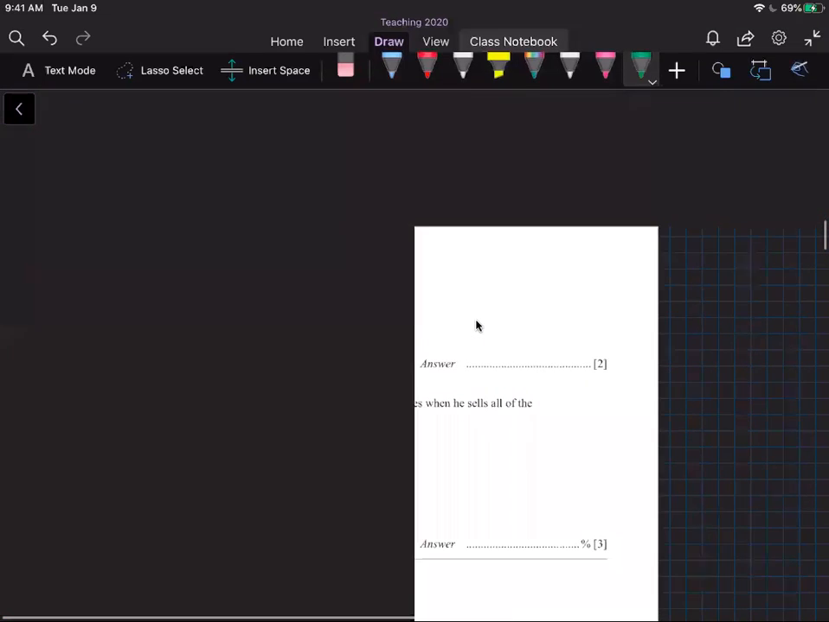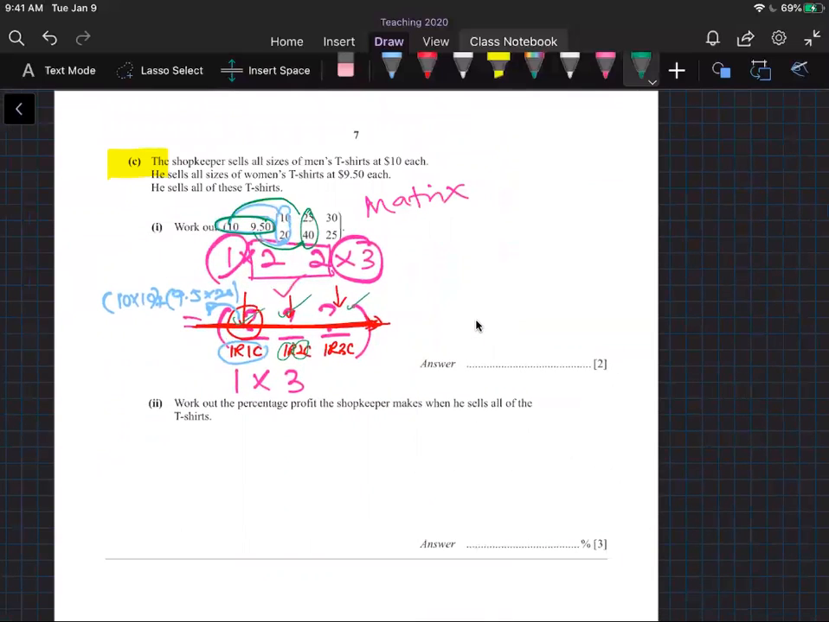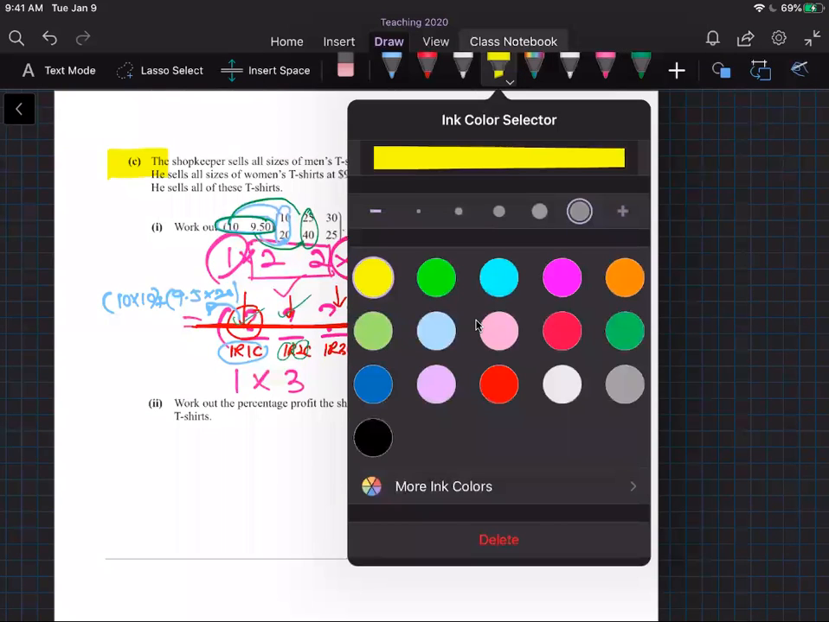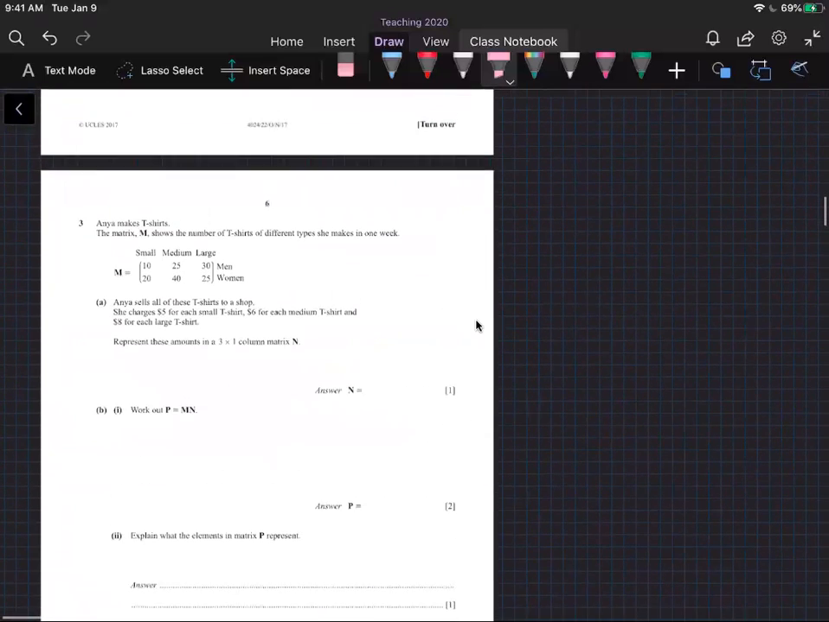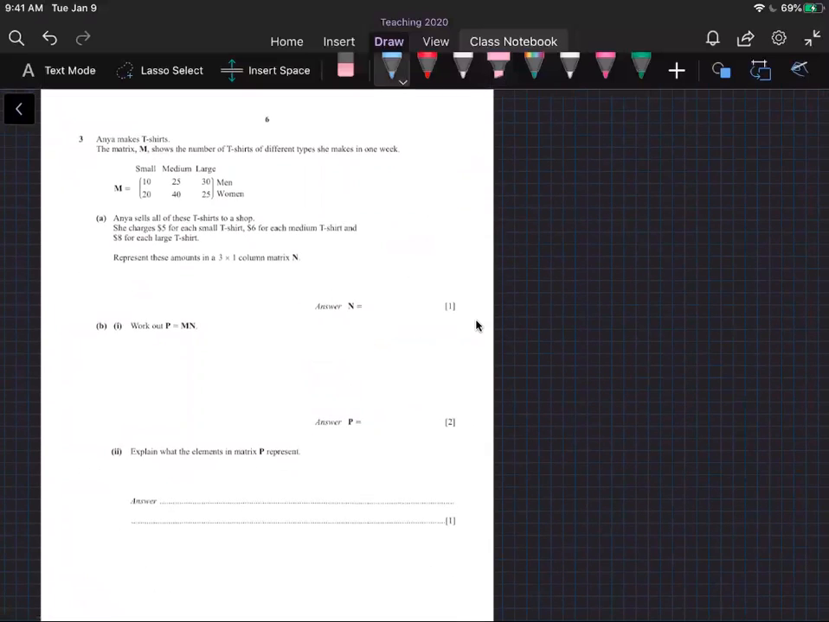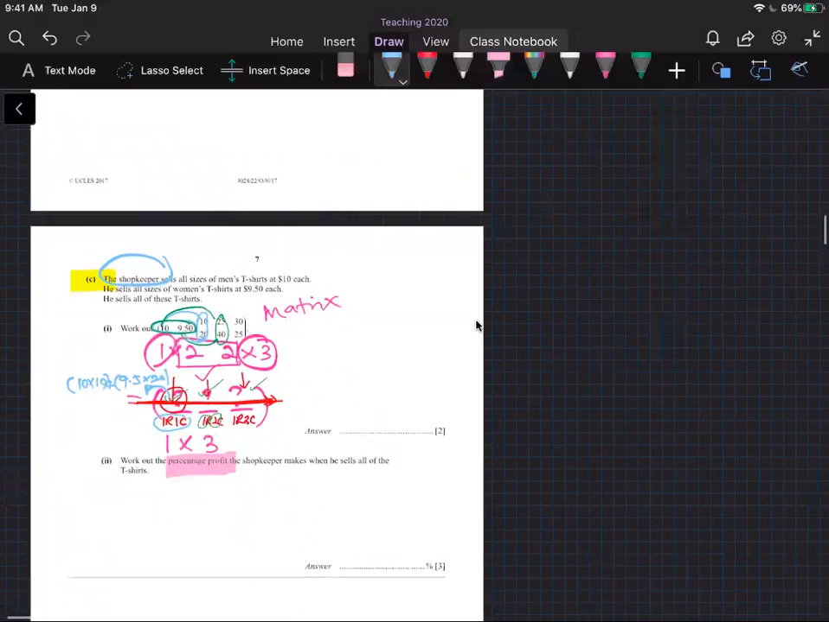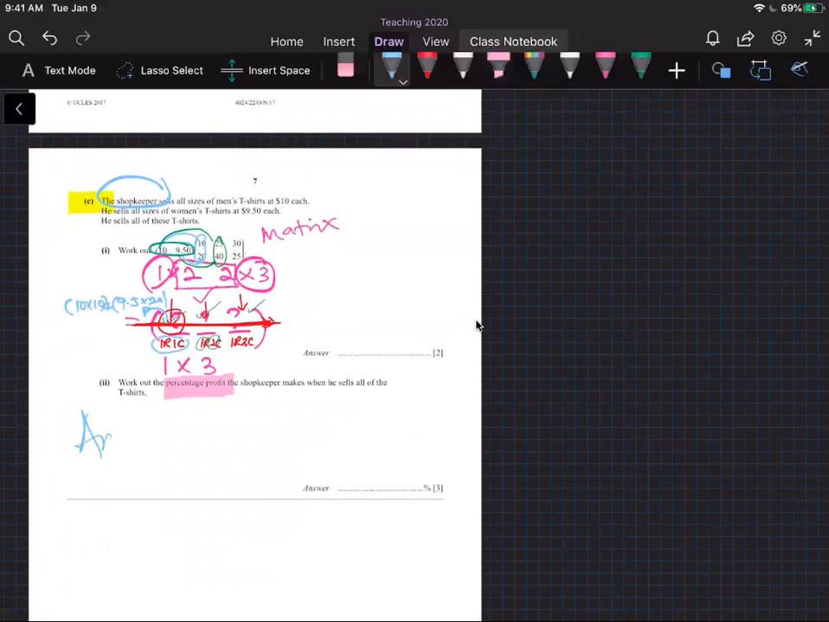Right. Now the next one is work out the percentage profit. Okay, I'm just going to change the color. The percentage profit the shopkeeper makes when he sells all of the t-shirts. Now you have to understand the question. This one relates to the earlier part. In the beginning part, it says Anya makes t-shirts, then Anya sells these t-shirts to a shop, and this is a shopkeeper. So to conclude the story, Anya who makes the t-shirts sells them to the shopkeeper.